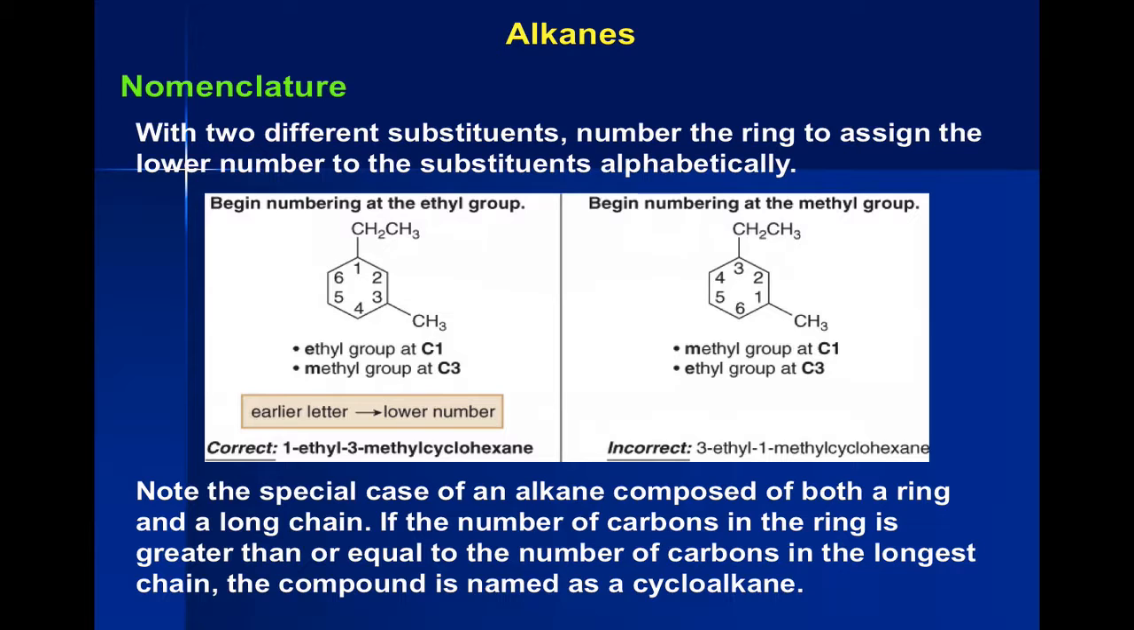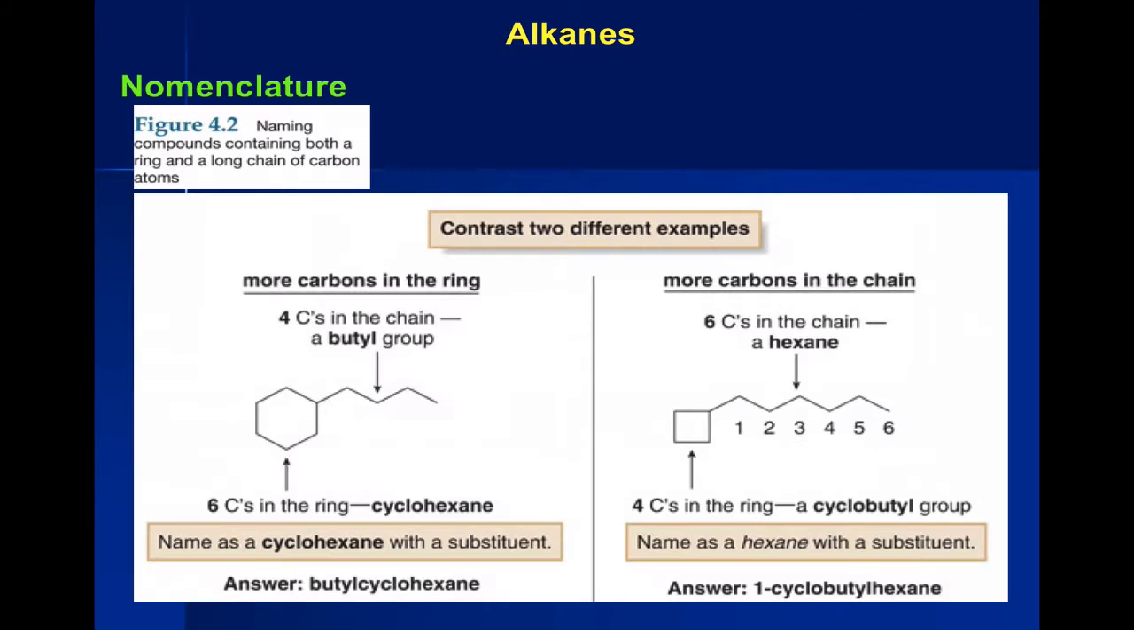Then we have to make a decision about what's going to take priority as the parent. If the number of carbons in the ring is greater than or equal to the number of carbons in the longest chain, the compound is going to be named as a cycloalkane. If that is not the case, it's going to be named as a cycloalkyl substituted alkane. Okay, and we'll see an example here.